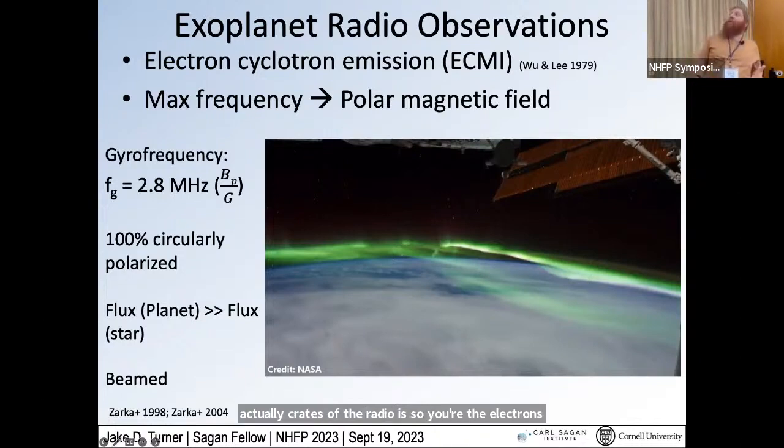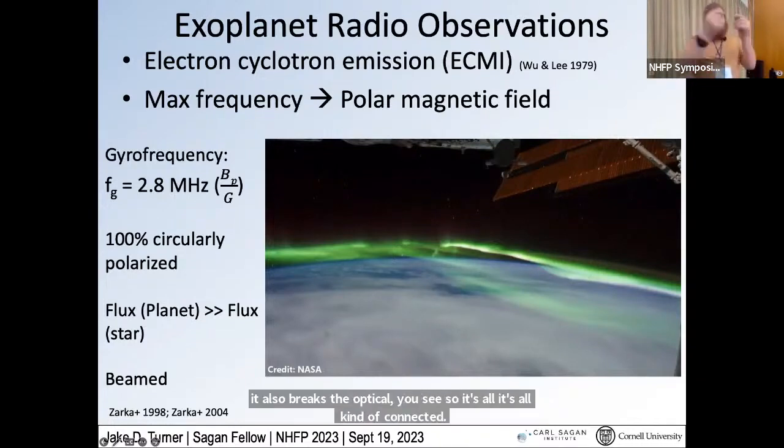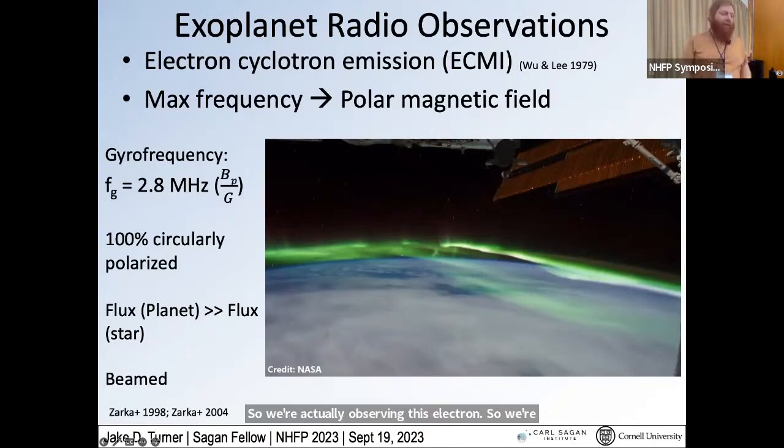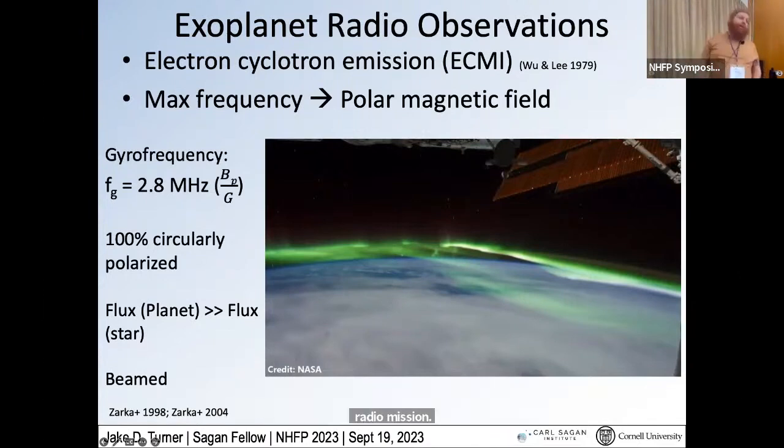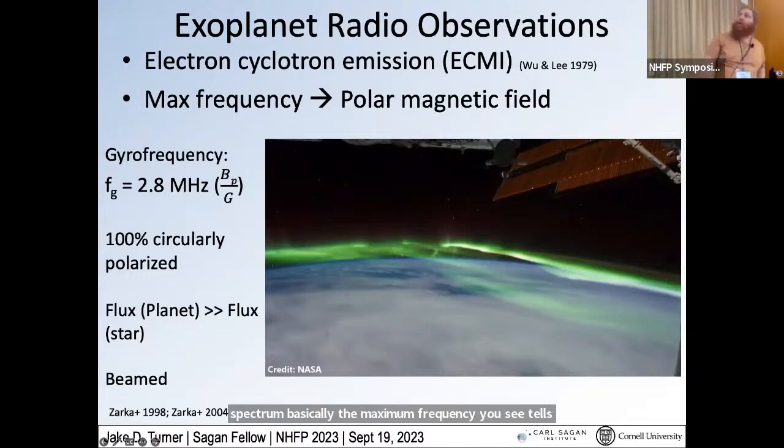What we're actually observing is electron cyclotron maser emission. An electron gyrating around in a magnetic field creates radio emission. If you can see that radio emission in a spectrum, the maximum frequency you see tells you the polar magnetic field strength. So you can right away get the magnetic field of the planet, and it's a very simple formula for the gyro frequency. If we see the emission, we know what the magnetic field strength is.